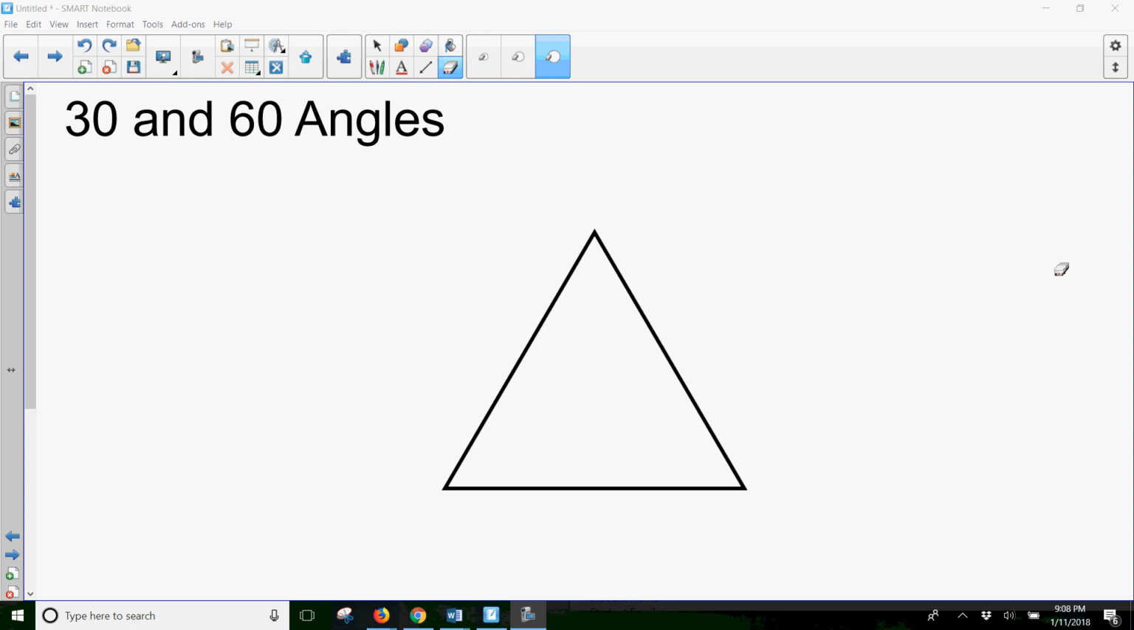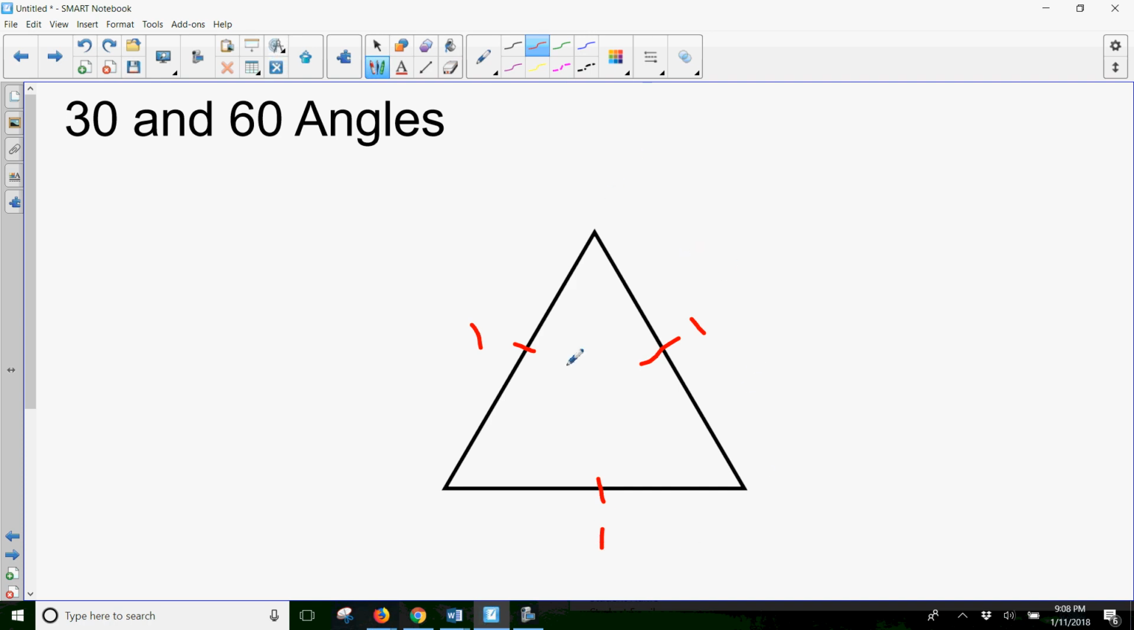Okay, in this video we're going to take a look at 30 and 60 degree angles. To do this we're going to start with an equilateral triangle whose sides are all length 1. Remember, with the equilateral triangle all sides are the same length. So let's look at the one where these are all 1.